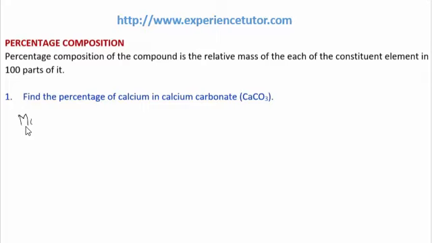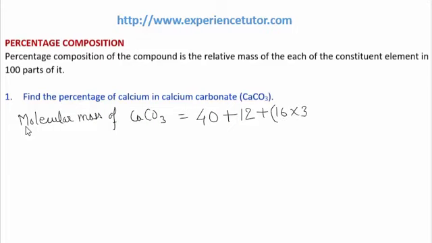Molecular mass of calcium carbonate is equal to 40 plus 12 plus 16 into 3, which is equal to 100 u.